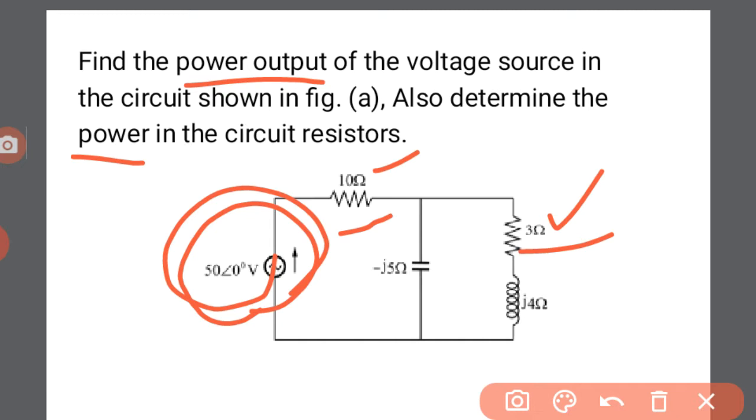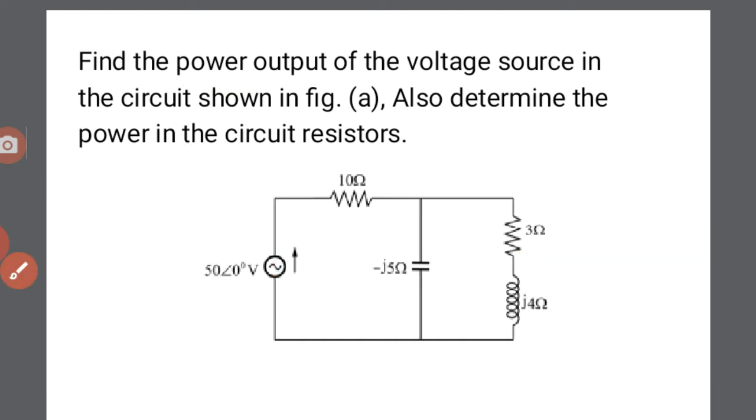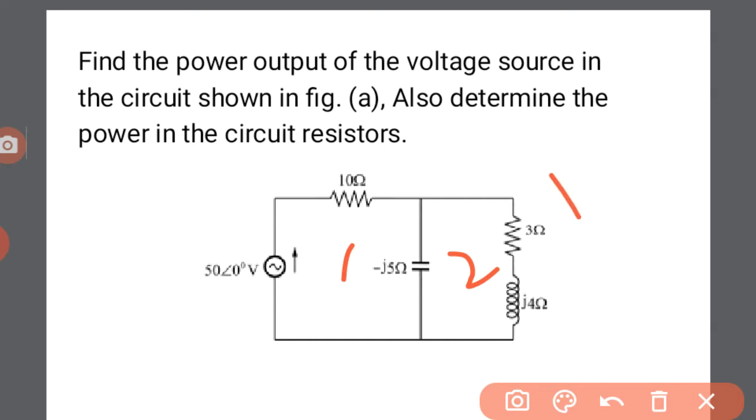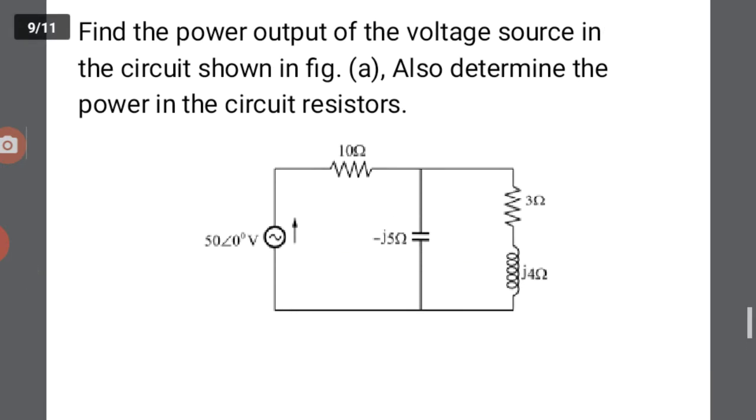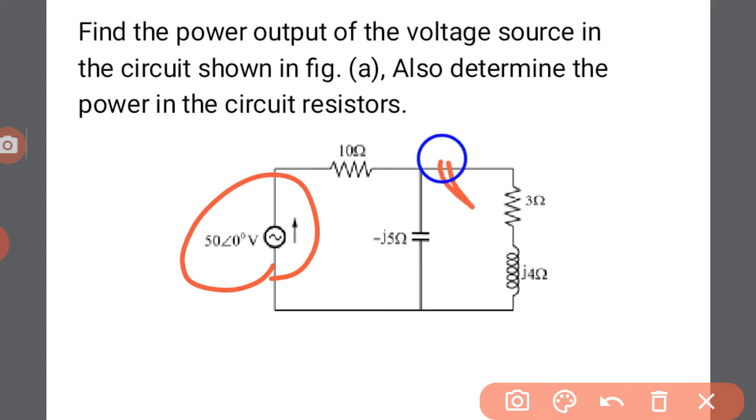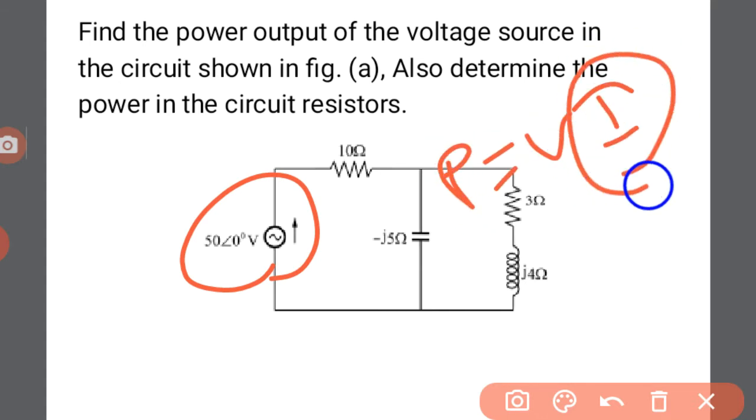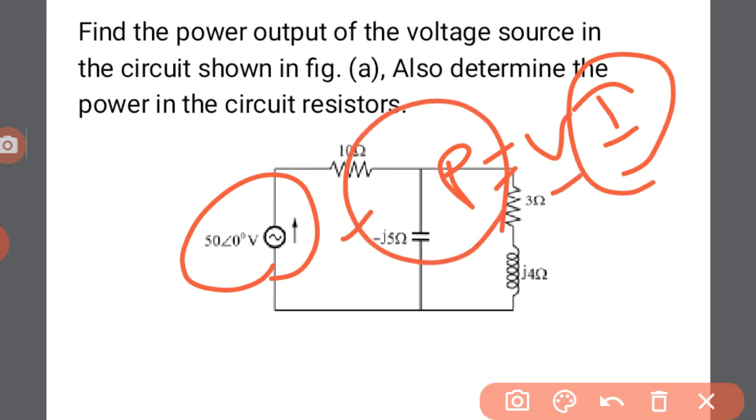Again in this case there are two loop equations, loop 1 and loop 2. Applying the matrix method, we find the current I1. From that current, P is equal to I square R. At the voltage source, P is equal to V into I. When we find the value of I and the voltage, we get the value of power P.